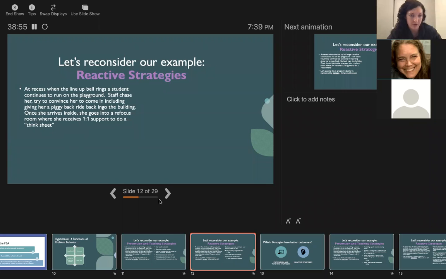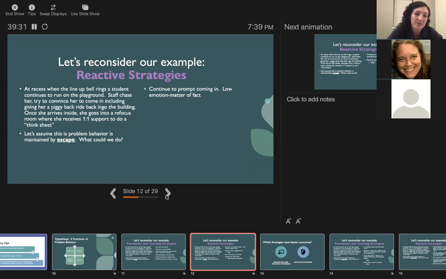Well, what do we think about the piggyback ride? Yeah, thanks, Heather. For starters, the piggyback rides are highly reinforcing to 5-year-olds. So we should definitely not follow problem behavior with a highly reinforcing activity. Continue to prompt her to come in, but more low emotion and matter of fact. We're not chasing her. We're not distracting from the topic. We're just saying it's time to come in. It's time to come in. We're keeping that expectation there.